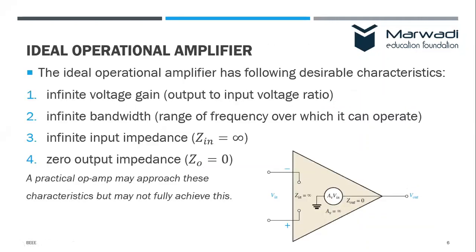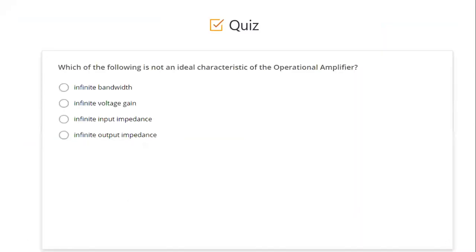The ideal operational amplifier has some desirable characteristics: it has an infinite voltage gain, infinite bandwidth, infinite input impedance, and zero output impedance, right? A practical operational amplifier may approach this, but it may not fully achieve all these characteristics, right?